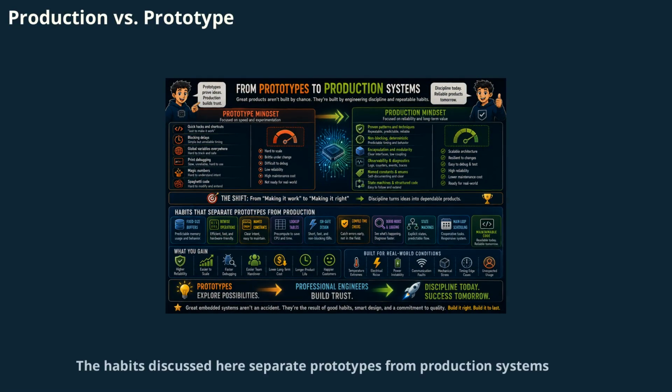Habits discussed here separate prototypes from production systems. Prototypes may rely on clever hacks, but production firmware demands discipline and repeatable tricks. By adopting these programming techniques, you build systems that are scalable, maintainable, and ready for real-world deployment. This mindset is what distinguishes successful embedded engineers.